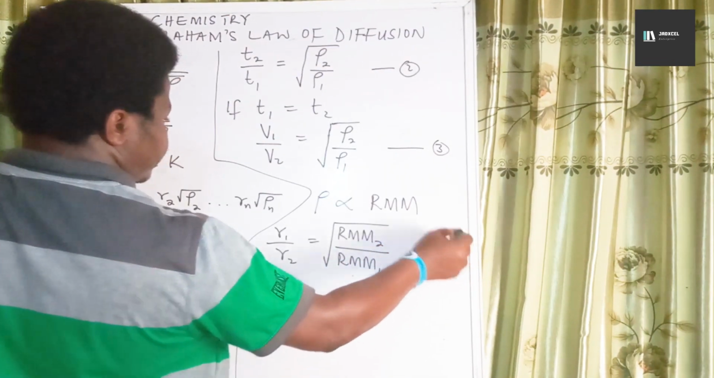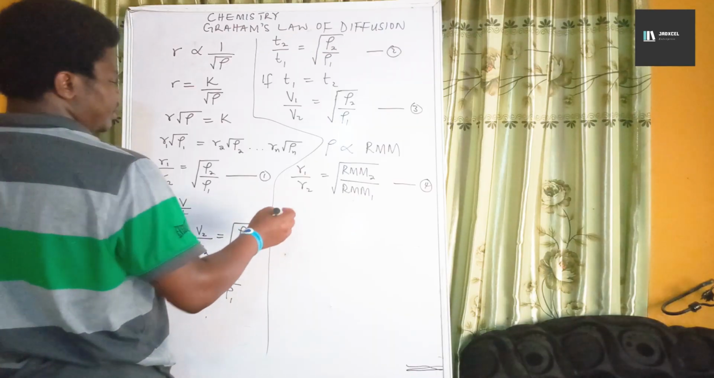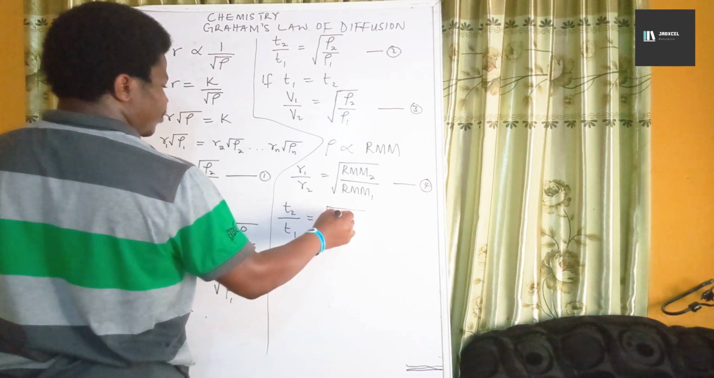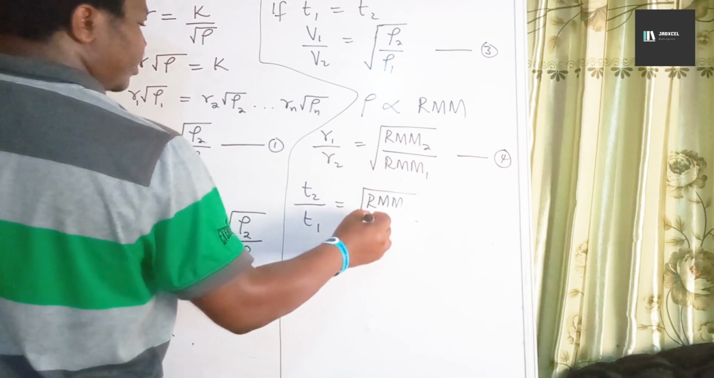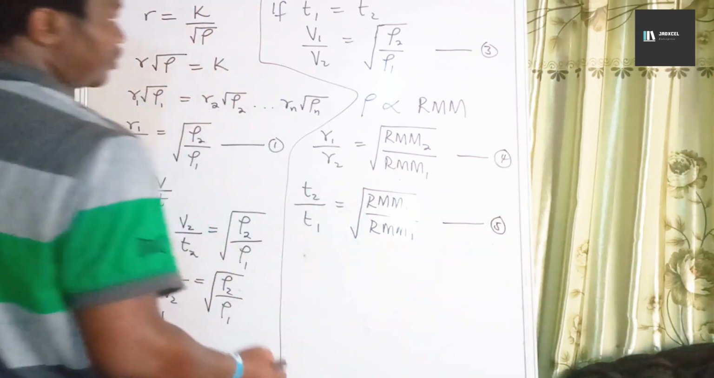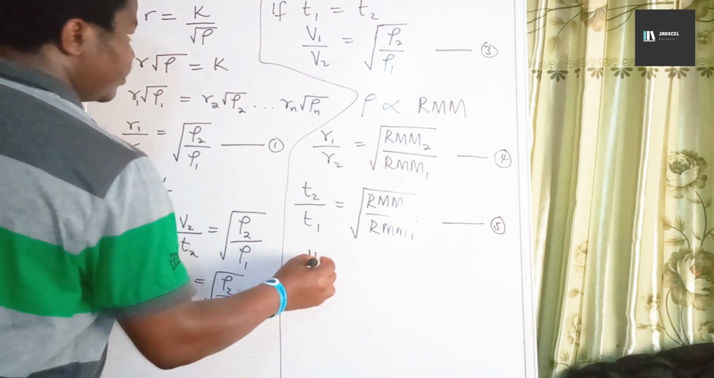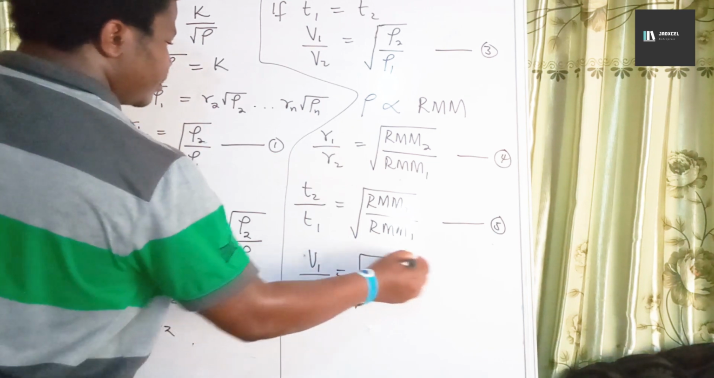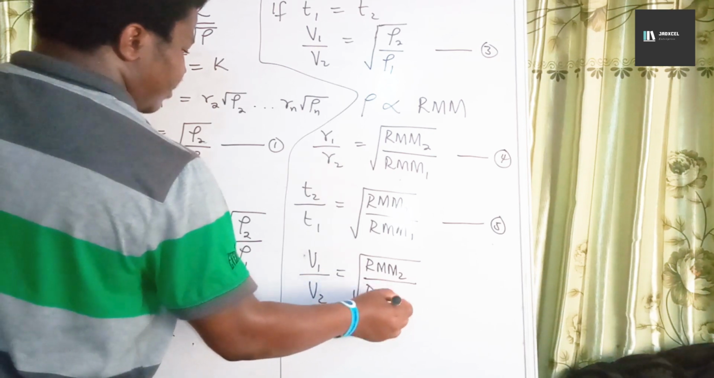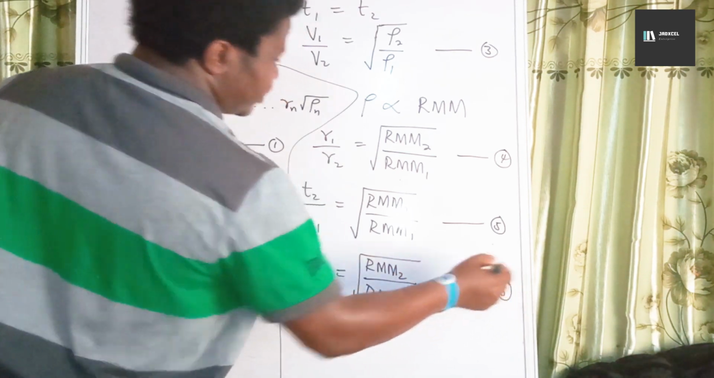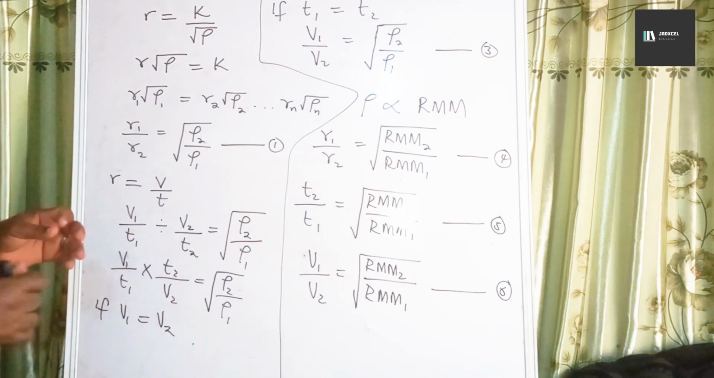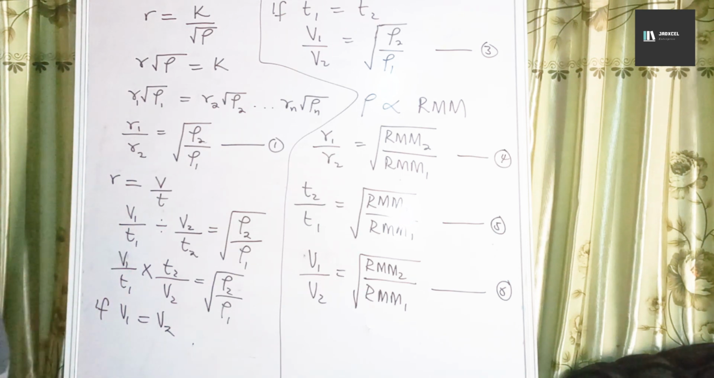Let's call that one equation 4. Then equation 2 can translate to T2 over T1 equals square root of relative molecular mass 2 over relative molecular mass 1. Let's call that one equation 5. Then equation 3 can translate to V1 over V2 equals square root of relative molecular mass 2 over relative molecular mass 1. Let's call that one equation 6. With these 6 equations, we should be able to solve any mathematical problem on Graham's law of diffusion.